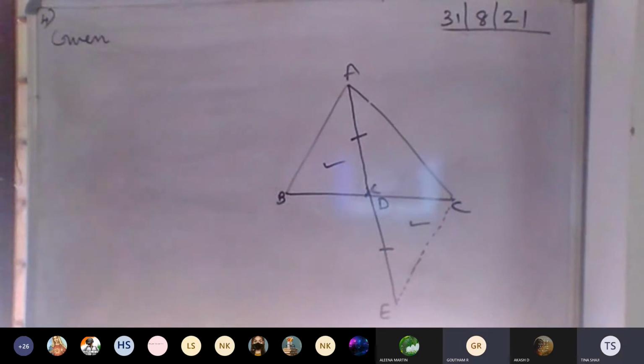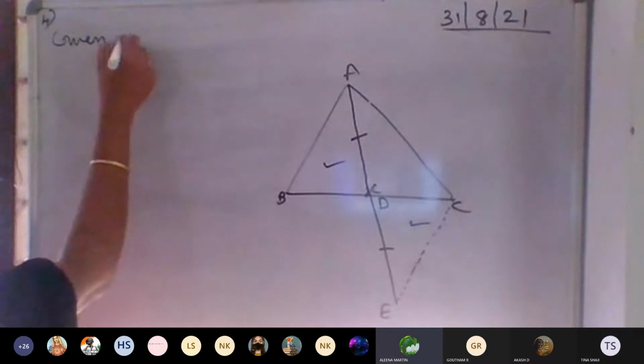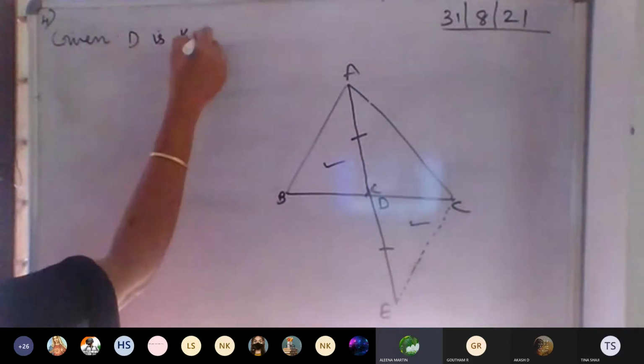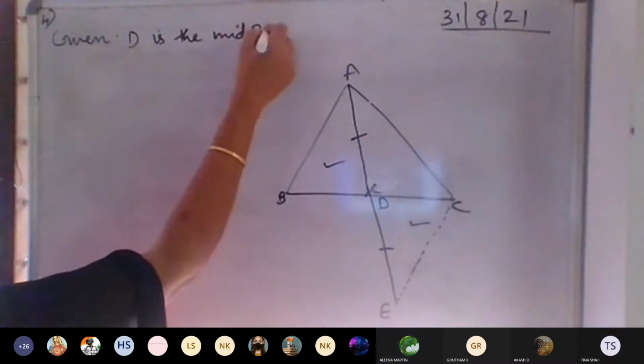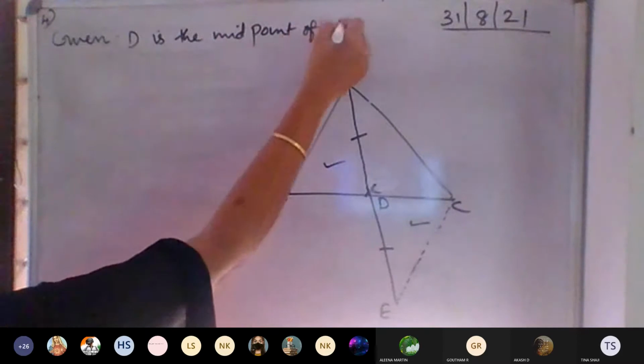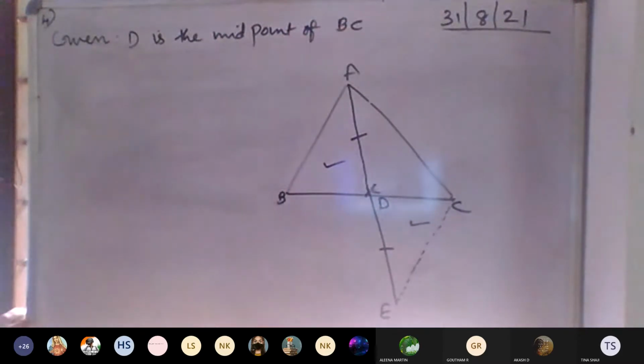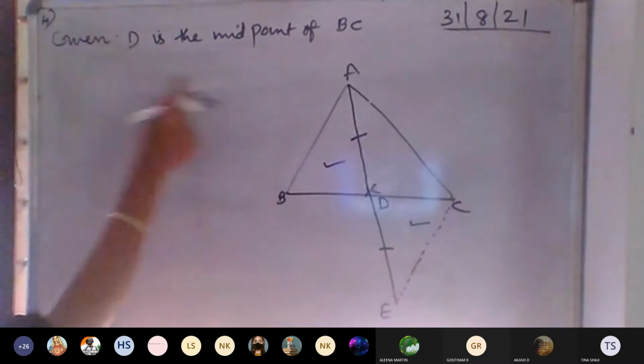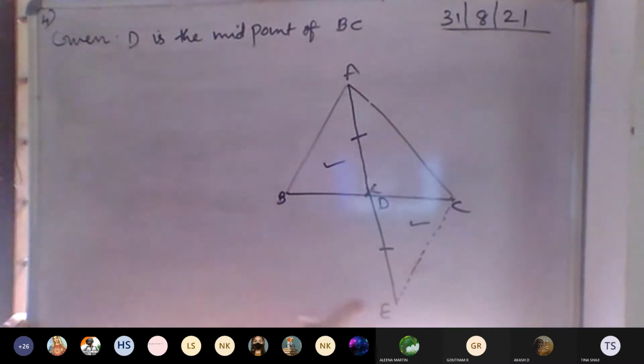D is the midpoint of BC. Write down: D is the midpoint of BC. Then, second point: AD is produced to E.